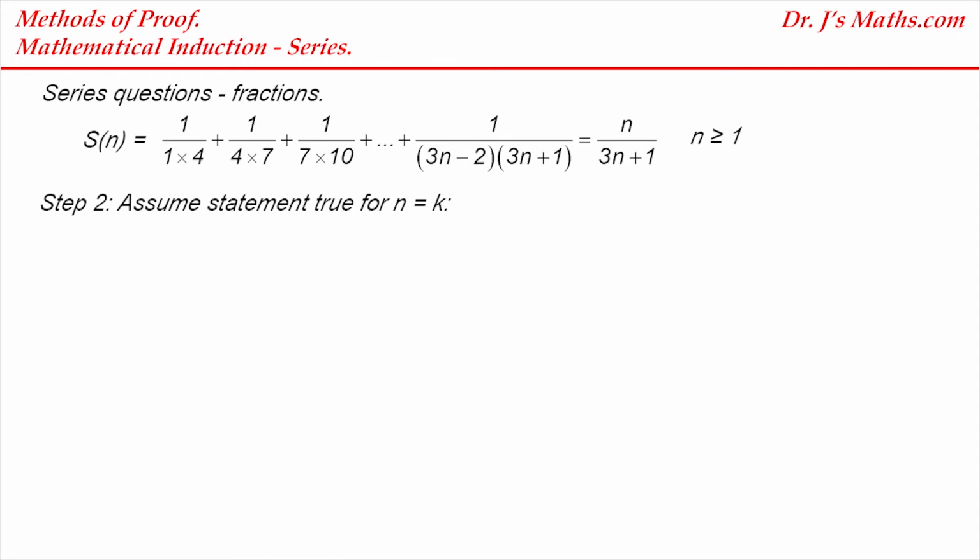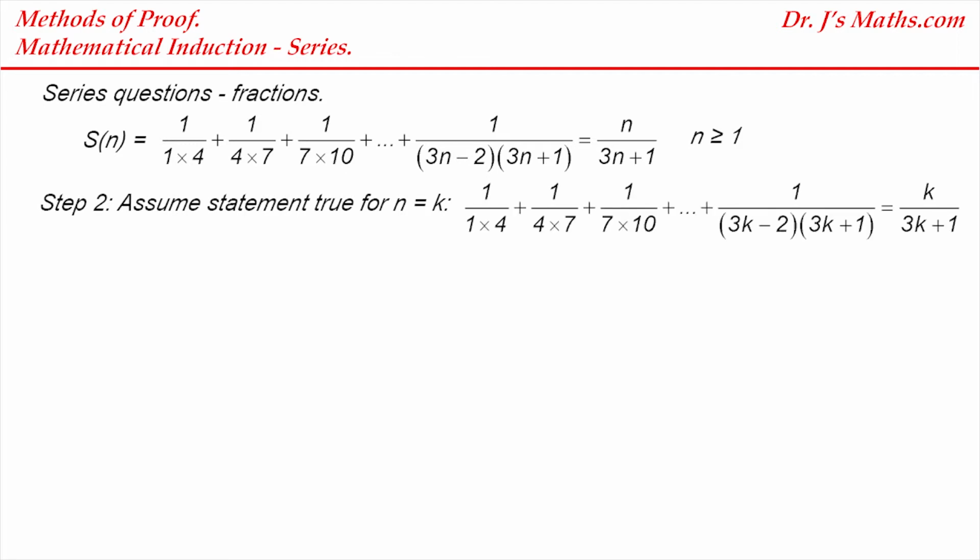So now, same deal, step 2. We're going to assume the statement is true for n equals k. So we rewrite the first few terms, 1 over 1 times 4, etc., just to get us moving. And then we're substituting k for the n terms, so 1 over (3k minus 2) times (3k plus 1) equals k over (3k plus 1).